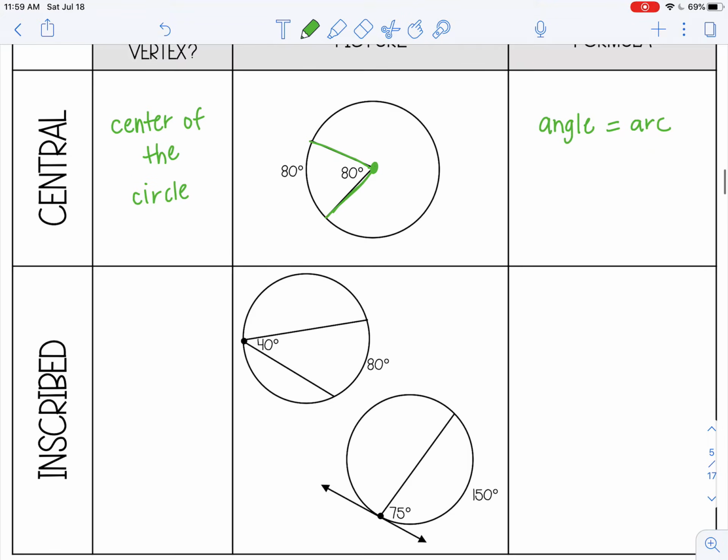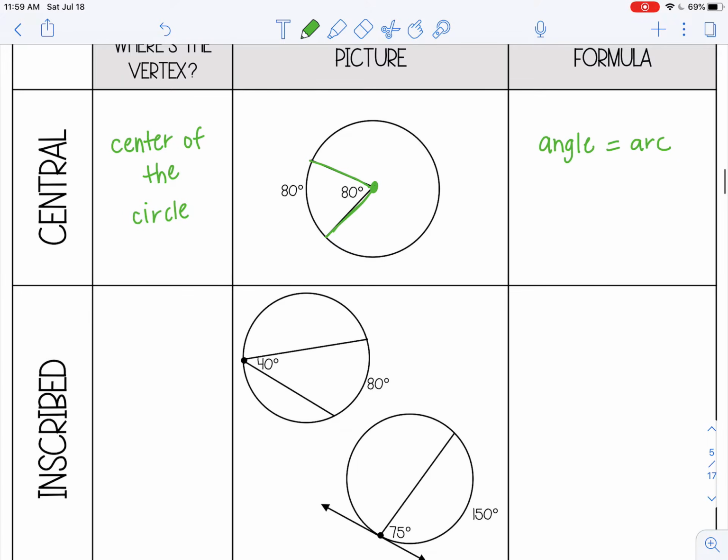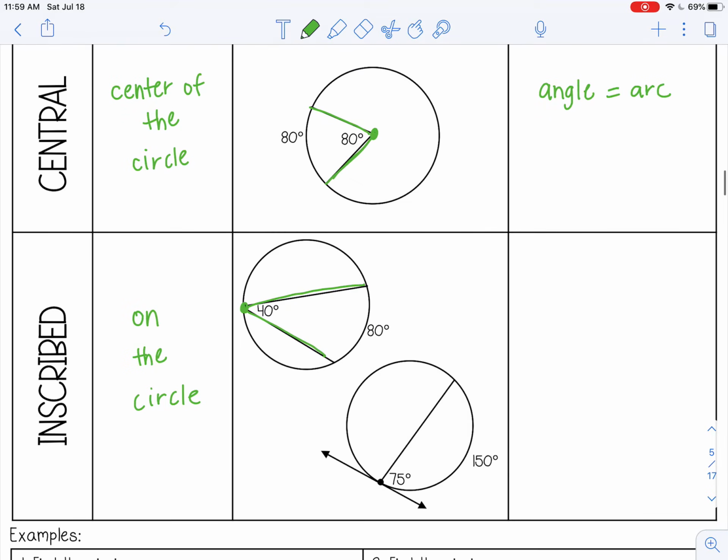The next type of angle that we're going to talk about in a circle is an inscribed angle. And the vertex of an inscribed angle is on the circle. So, like here, it's on the perimeter or on the circumference of the circle. So this is an inscribed angle. On this one, both of these are inscribed angles, so we have two.